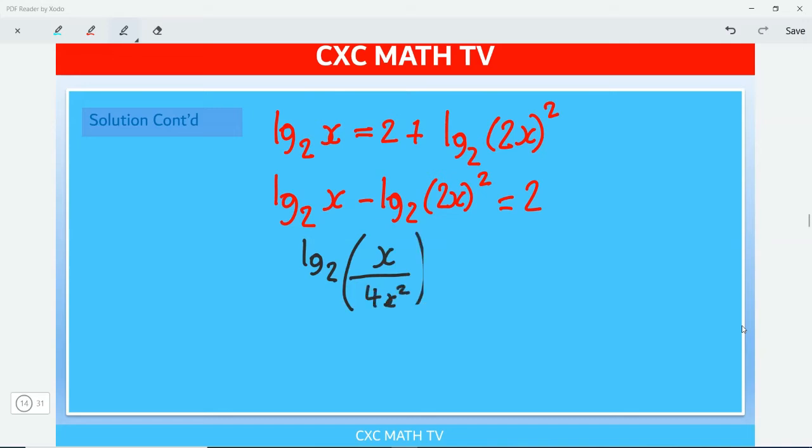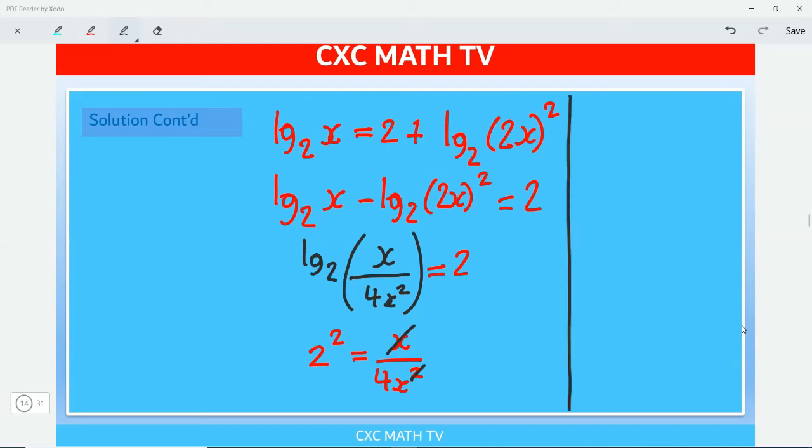That's rewriting it as one logarithm, and that's equal to 2. By the definition of logarithm, we then have base 2 raised to the power of 2 is equal to the number x over 4x squared. Remember that an x in the numerator will cancel out the square in the denominator. So what we're left with is 4, because 2 squared is 4, is equal to 1 over 4x.